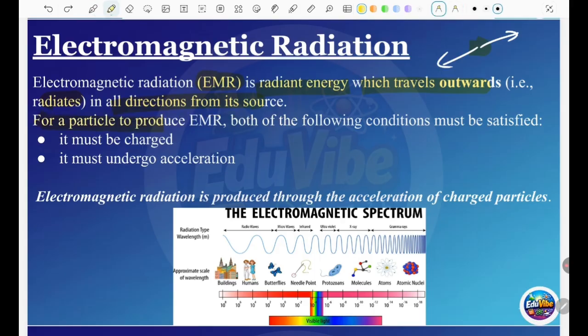For a particle to produce EMR, both of the following conditions must be satisfied. First, it must be charged. And second, it must undergo acceleration. The particle should be a charged particle. Electromagnetic radiation is produced through the acceleration of charged particles. When a charged particle accelerates, electromagnetic radiation is produced. That's the main point, that's when they start radiating. That's what you all have to know in this.